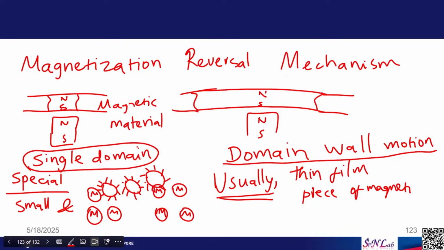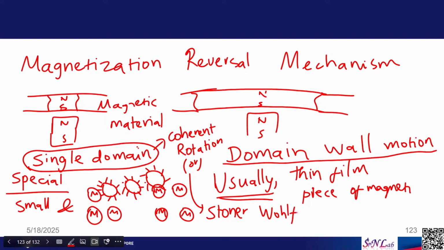So, these single domain particles will undergo coherent rotation, or something called Stoner-Wohlforth reversal mechanism. Stoner is one scientist, Wohlforth is another scientist. So, they came up with this theoretical model to explain how a single domain particle will respond to a magnetic field. So, they undergo coherent rotation.